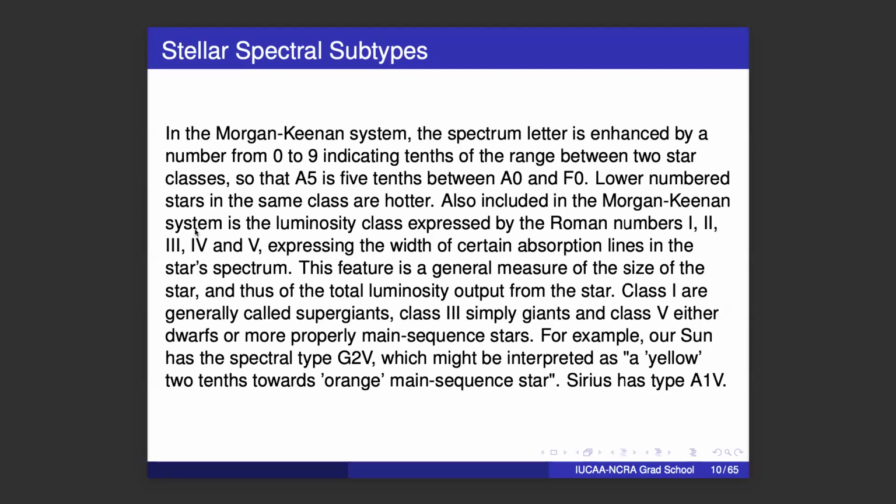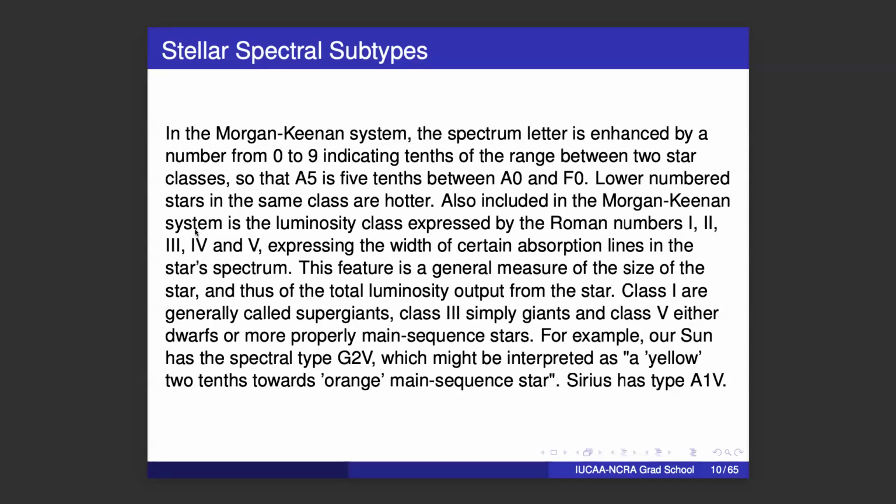Lower numbered stars in the same class are hotter. So A1 is hotter than A2 and A2 is hotter than A3 and so on. Also included in the Morgan-Keenan system is the luminosity class expressed by the Roman numerals 1, 2, 3, 4, and 5, which represent the width of absorption lines in the star spectrum. This feature is a good measure of the size of the star and thus of the total luminosity output. Class 1 stars are the supergiants that we saw at the top of the diagram.